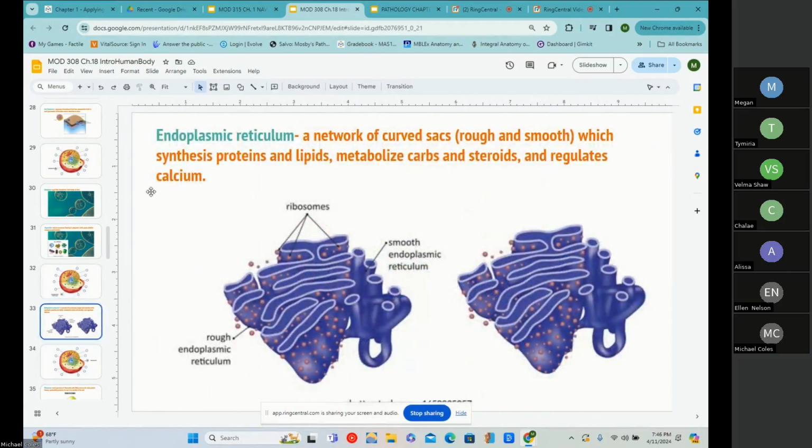All right, then we have the endoplasmic reticulum. So these are sacs that are actually going to work kind of like a factory that's going to build different things. It's going to synthesize things.